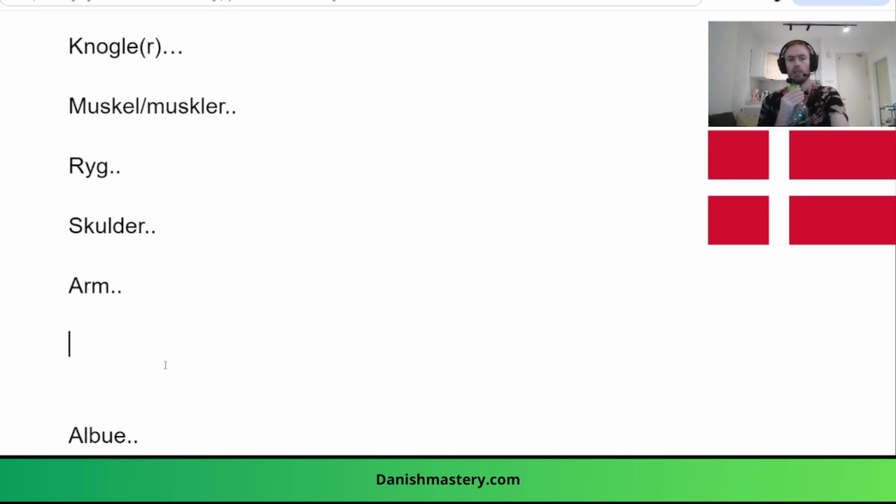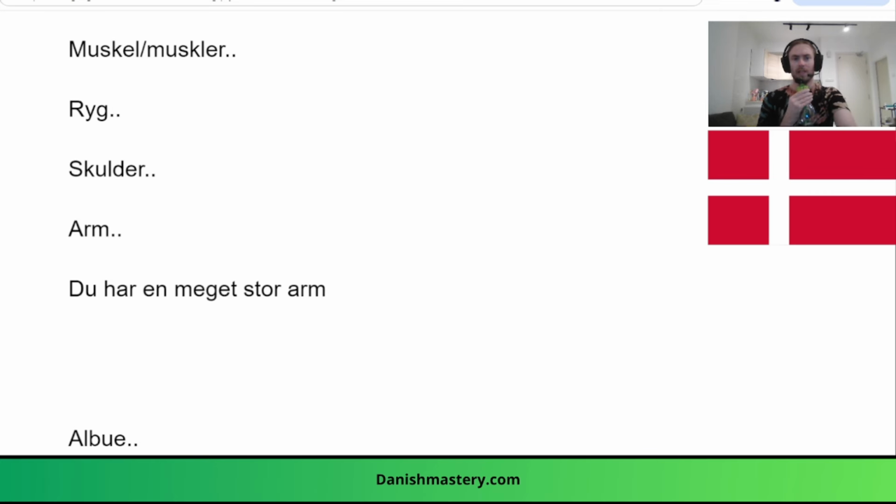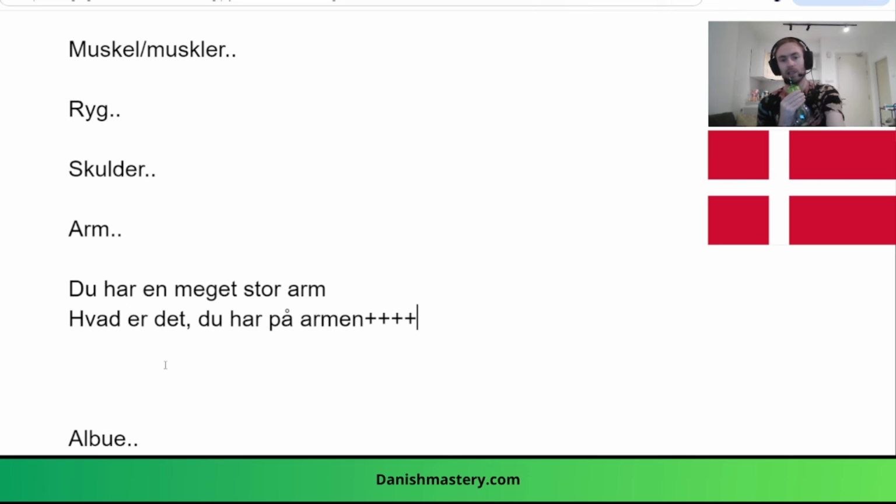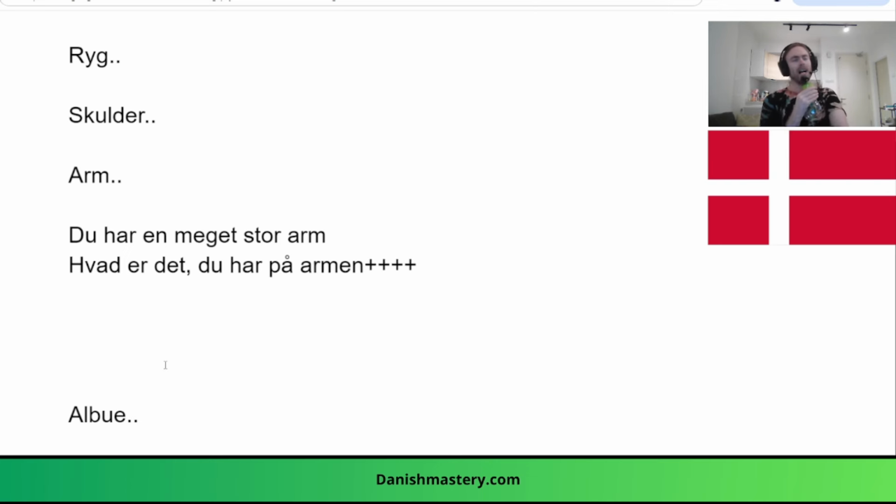You could say, du har en meget stor arm. Have a very big arm. I don't know what context you will hear this in, but this is just for practicing. Du har en meget stor arm. Eller du har noget på armen. Maybe someone has like a rash or something. Right? Hvad er det på din arm? Hvad er det du har på armen? Maybe it's a tattoo. Again, imagine a question mark here. Hvad er det du har på armen? What is it you have on your arm?